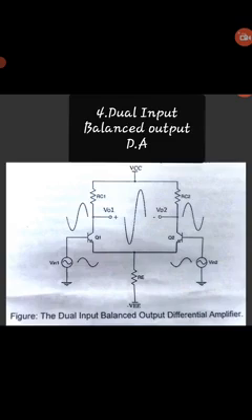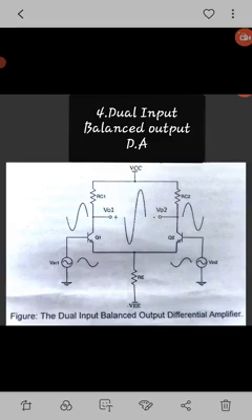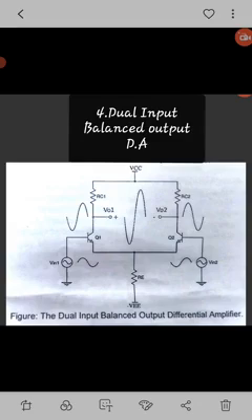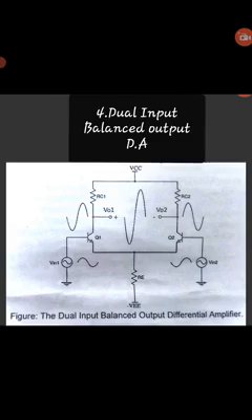The circuit is symmetrical with identical transistors and collector resistors. That means the output voltage V out is equal to 0 volt when V in 1 is equal to V in 2.